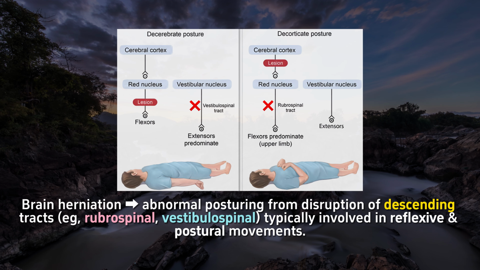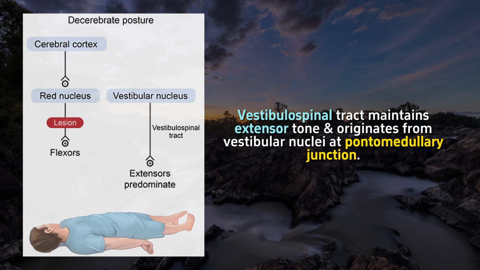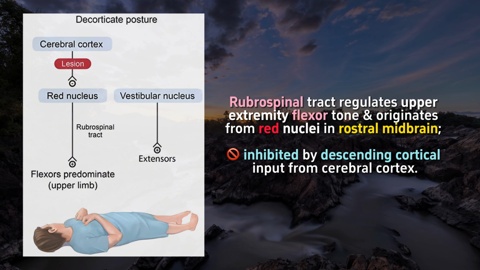Brain herniation also causes abnormal posturing from disruption of descending tracts, for example rubrospinal and vestibulospinal, typically involved in reflexive and postural movements. The vestibulospinal tract maintains extensor tone and originates from vestibular nuclei at the pontomedullary junction. The rubrospinal tract regulates upper extremity flexor tone and originates from the red nuclei in the rostral midbrain. It is inhibited by descending cortical input from the cerebral cortex.